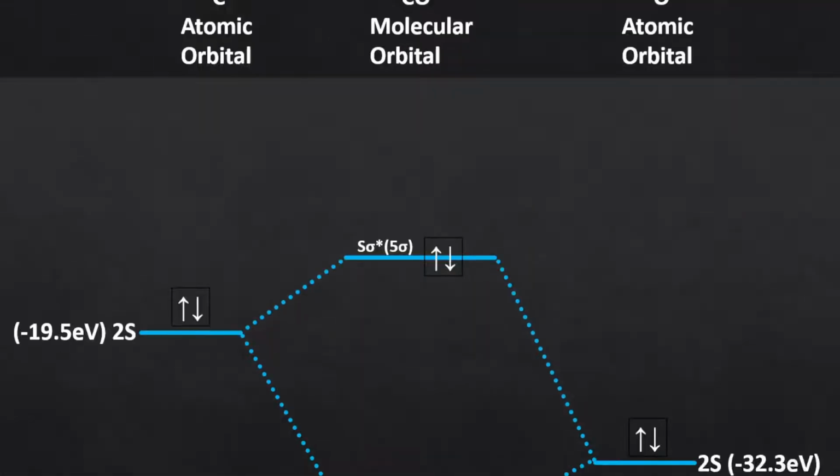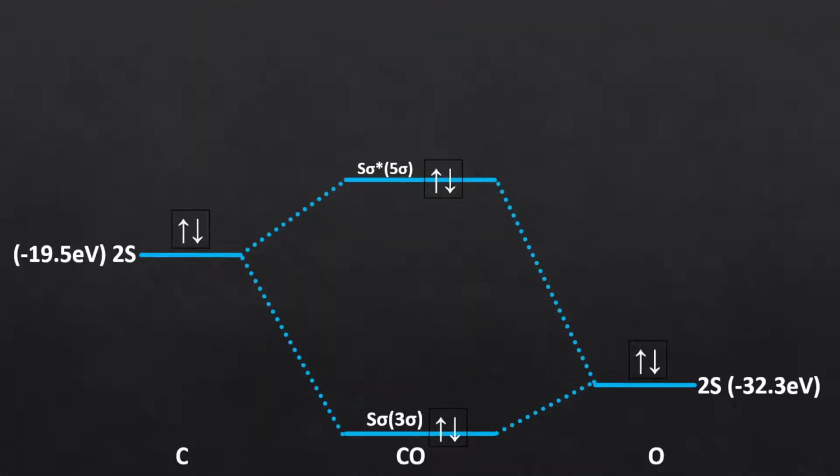Now come to the molecular orbitals of valence electrons. The 2s atomic orbital of carbon overlaps with the 2s orbital of oxygen to give a bonding molecular orbital denoted as 3 sigma and an antibonding molecular orbital denoted as 5 sigma. These two molecular orbitals are non-bonding orbitals.